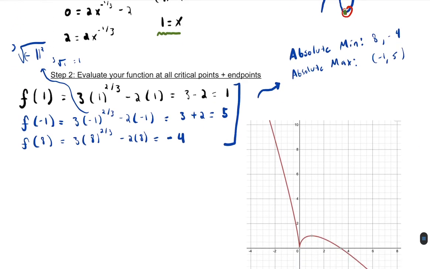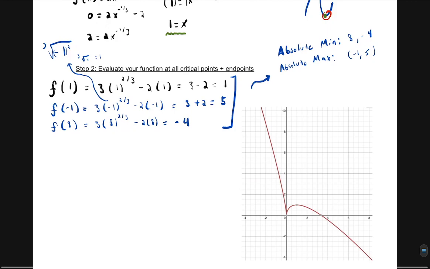And so let's see what this looks like on the actual graph, confirm that it is correct. We said the absolute min, again, on the interval we were told, from negative 1 to positive 8, that's our interval. We correctly identified the absolute min is at 8, negative 4. And we also correctly identified that the absolute max is at negative 1, 5.